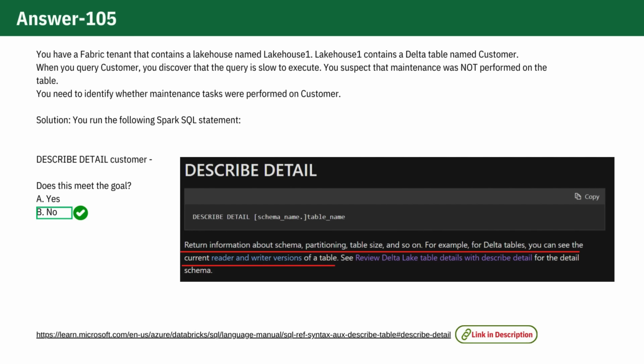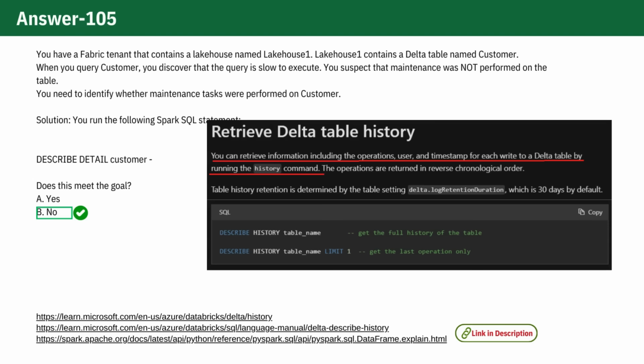The answer is no. Running the Describe Detail command in Spark SQL gives you metadata about the Delta table, such as file count, table size, and the last operation timestamp. However, it doesn't indicate whether maintenance tasks like vacuuming, compaction, or optimization were performed. To check if maintenance tasks have been executed, use the Describe History command. This provides a detailed history of all operations on the table, including those considered maintenance tasks.